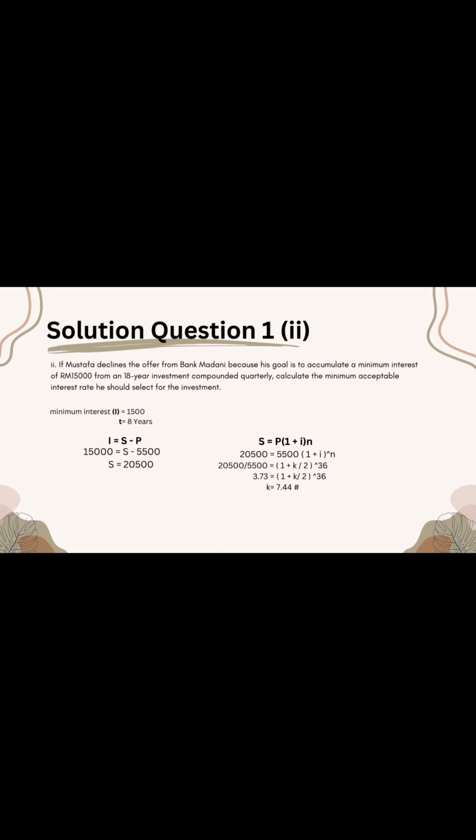So the second question asks us to calculate the minimum acceptable interest rate he should select for the investment. So we select the F and T, where F is 1,500 and T is 8 years. First formula we use is I equals S minus P, and then we put the I, which is 105,000, equals S minus 5,500, and S equals 20,500. The second formula we use is S equals P, bracket 1 plus i, power of n. 20,500 equals 5,500 times 1 plus k per 2, power of 36. 20,500 per 5,500 equals 1 plus k per 2 power of 36. And then just calculate, and we get 7.44.